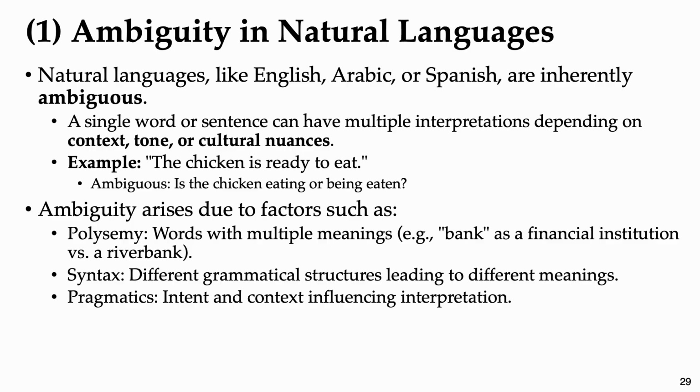Ambiguity arises due to factors like polysemy, where words have multiple meanings, like "bank" that we mentioned earlier. Syntax can also make it very difficult, because different grammatical structures lead to different meanings. And pragmatics is basically understanding the intent and context influencing the interpretation.